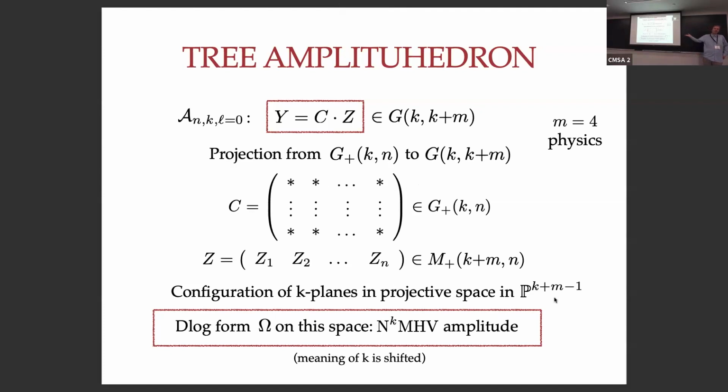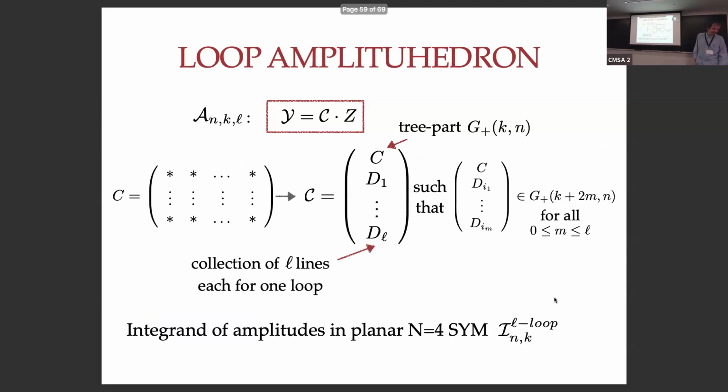Of course, this space is much more complicated than a polygon, but I just wanted to emphasize that the definition is a direct generalization of polygons. You replace the row of positive numbers by a positive Grassmannian, and that gives the tree-level amplituhedron. So this calculates tree-level amplitudes.